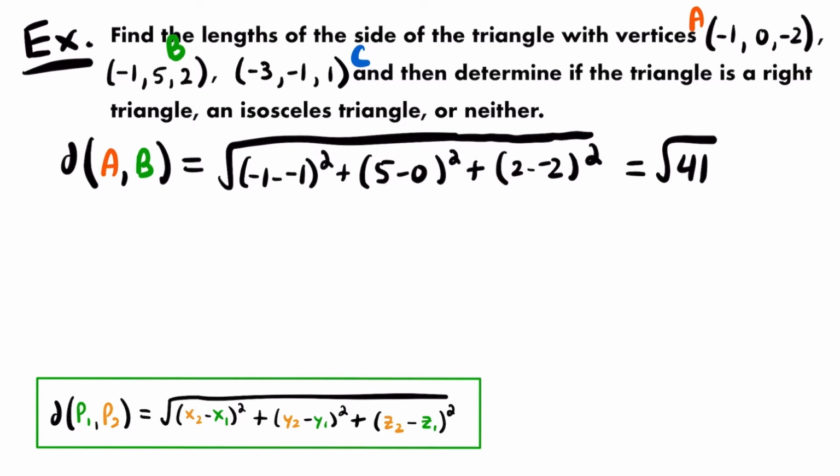So I'll write that as such. Okay, so that's the length of the side of the triangle between points A and B. Now let's look at the other two sides. Let's find the distance between point A and point C.